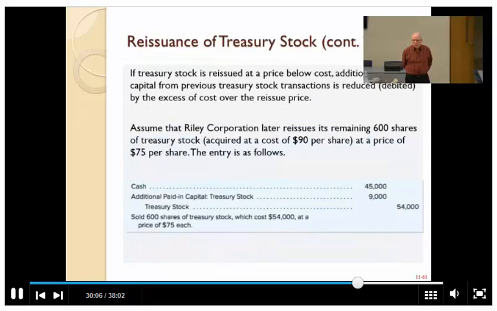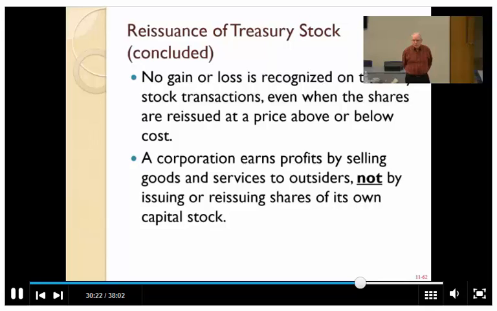All right. Now, should you sell the treasury stock for less than you bought it for, then you would decrease additional paid-in capital. Okay, so no gain or loss is recognized.